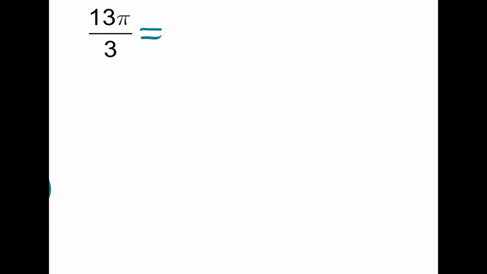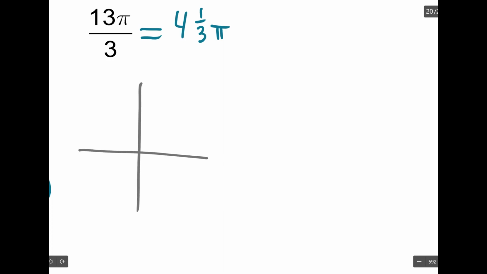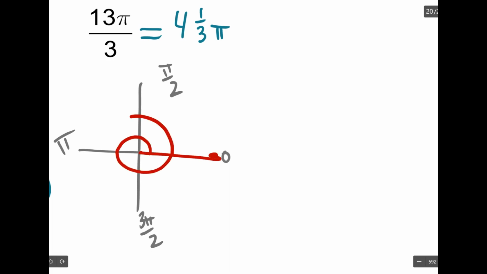Okay. How many times can 3 go into 13? You said 4, and then I have 1/3 left. Then you're gonna draw a graph. You can go around twice. How do you know twice? Because that's only times 4. Because, you know, if it's 2, then 2 goes into 4 twice. 1 pi, 2 pi, 3 pi, 4 pi, and then 1/3 of the way.